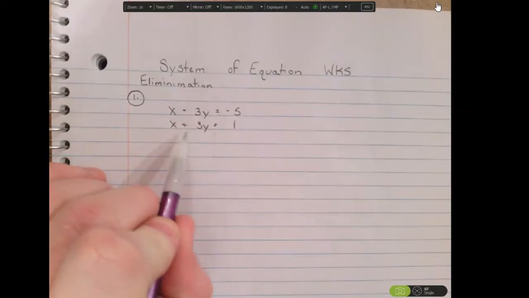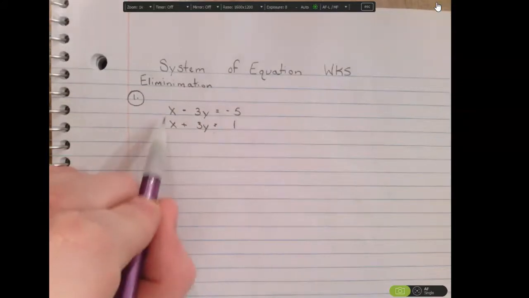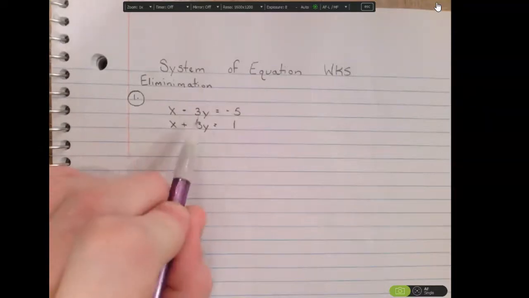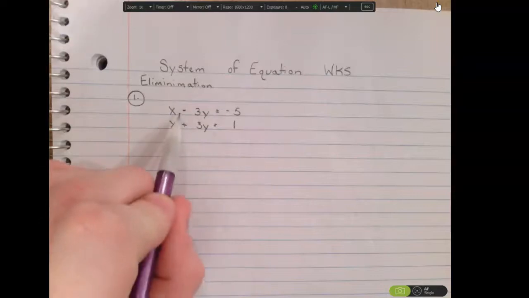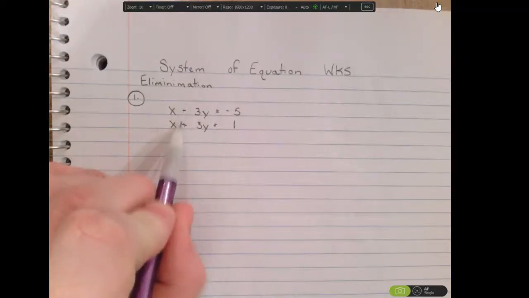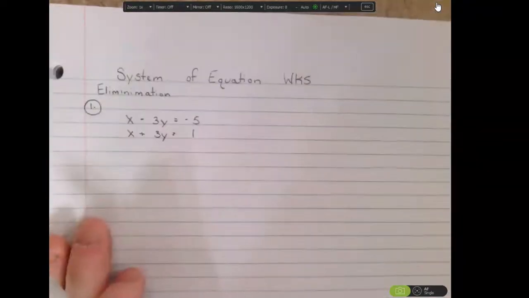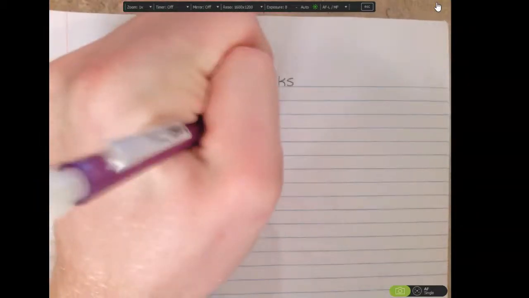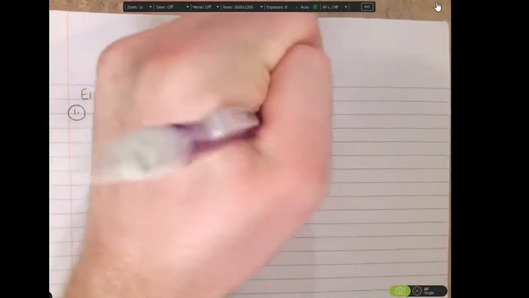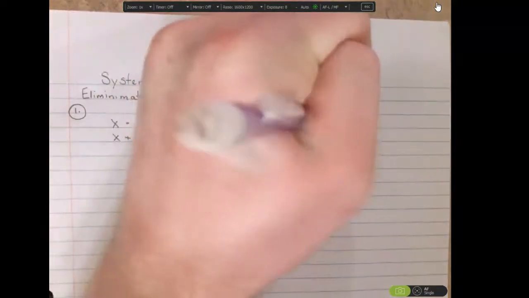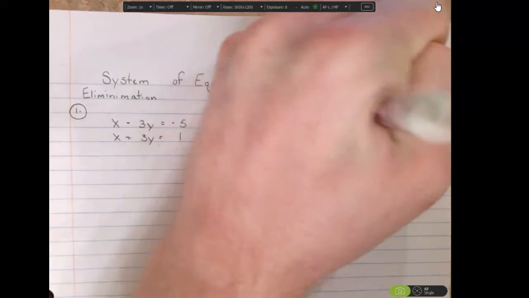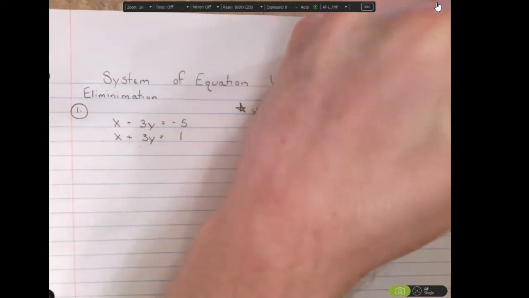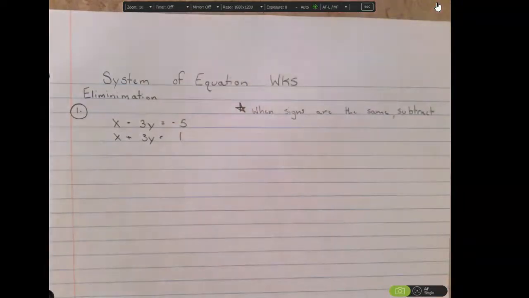Now, what you do have to pay attention to is the sign. Notice with your x's, they're both positive. The sign is the same. With my y's, the signs are different. One's a positive while one's a negative. So why don't we make a little rule over here for ourselves? So we can say, when signs are the same, we want to subtract. And that's a nice little way of thinking about it.